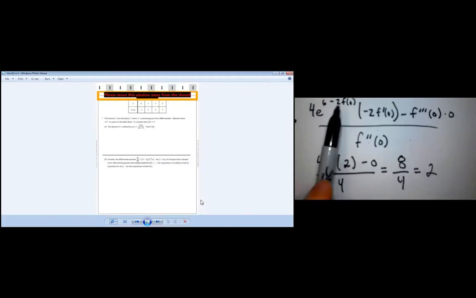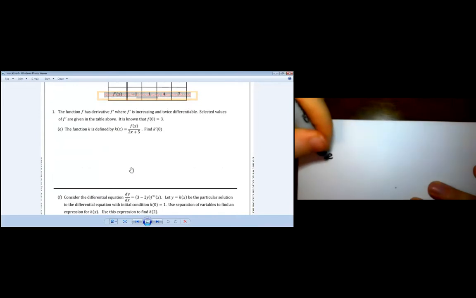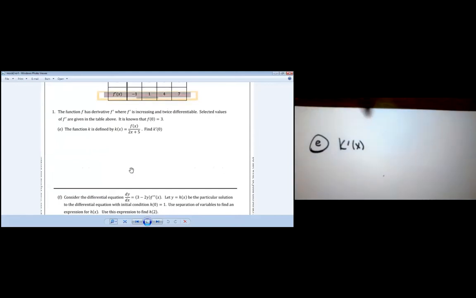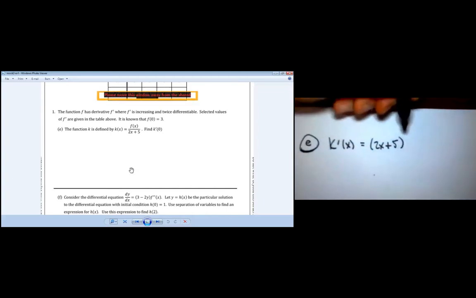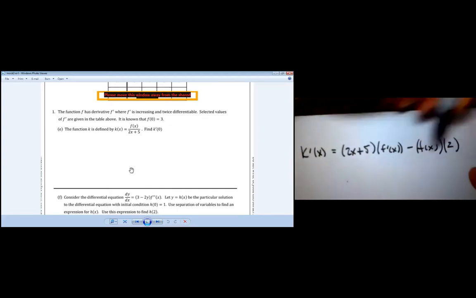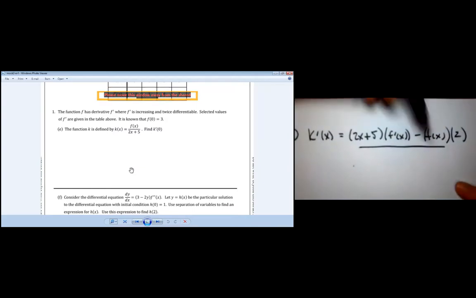Okay, heading on to part E. E was easy. F was a mess. Let's see what we got. All right, so E, just doing a nice, easy quotient rule. So for E, what do we got? K prime. So K prime of X is equal to, going with the quotient rule, and that would be bottom, derive the top, minus the top, derive the bottom. Derive the bottom is 2 over bottom squared.